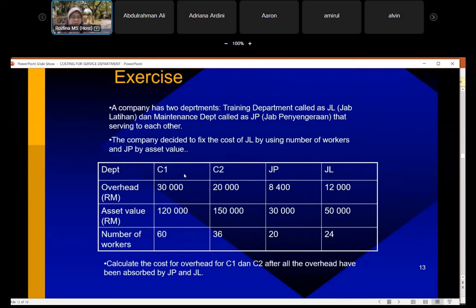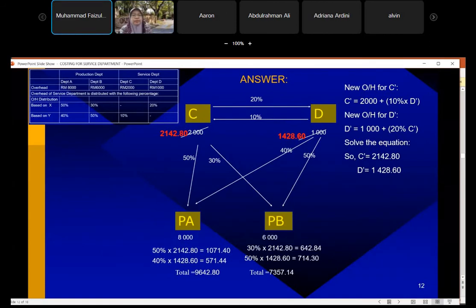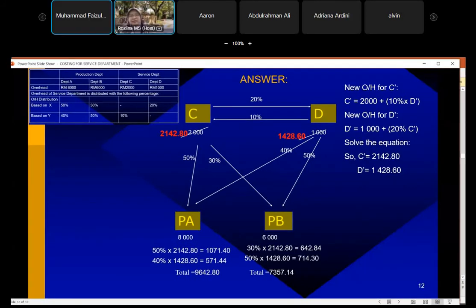Okay, now. Doktor, nak tanya, untuk yang simultaneous equation tu, kita just calculate using calculator boleh kan? Memang pakai calculator. But the steps must be shown. Kenapa ada calculator dia terus dapat jawapan ni? No, must be shown. And the steps must be shown.